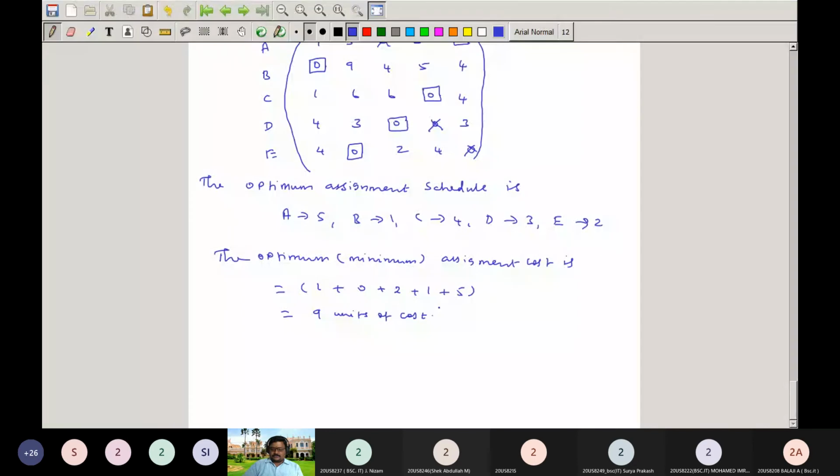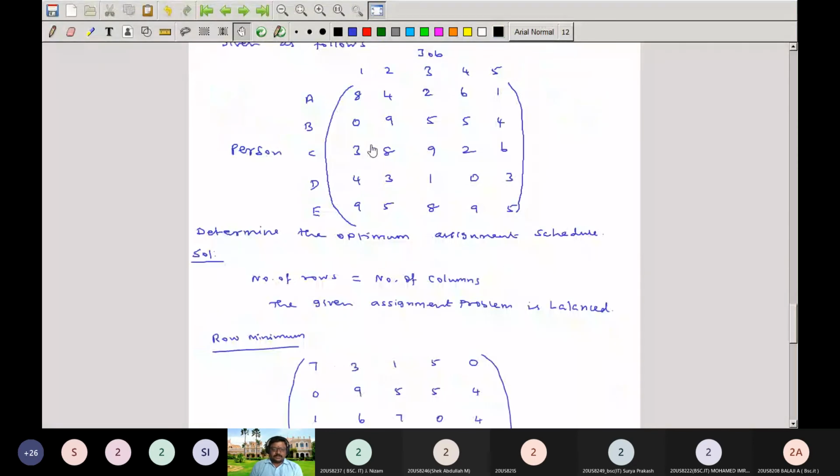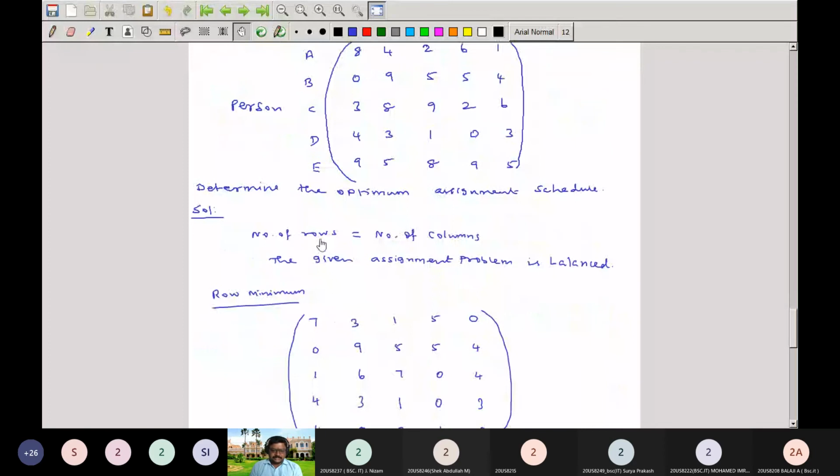First step, the assignment problem. If the given assignment problem is balanced, the number of rows and number of columns are equal, then the given assignment problem is balanced, so an n cross n matrix.